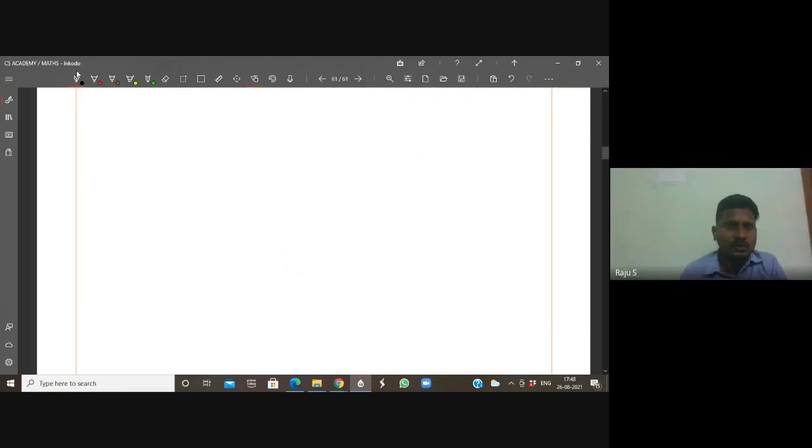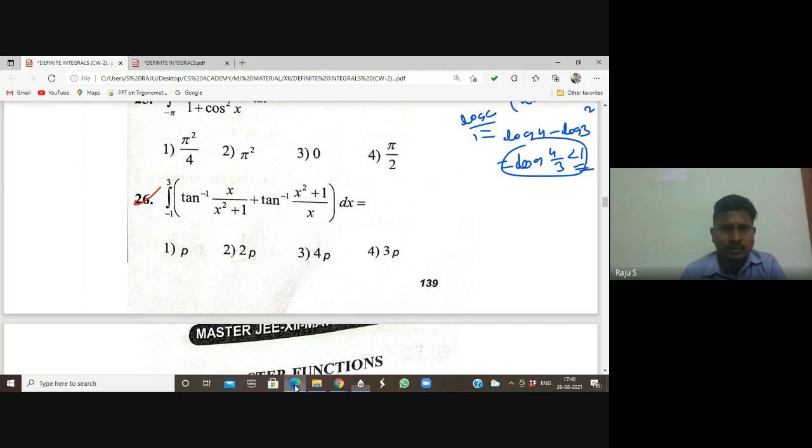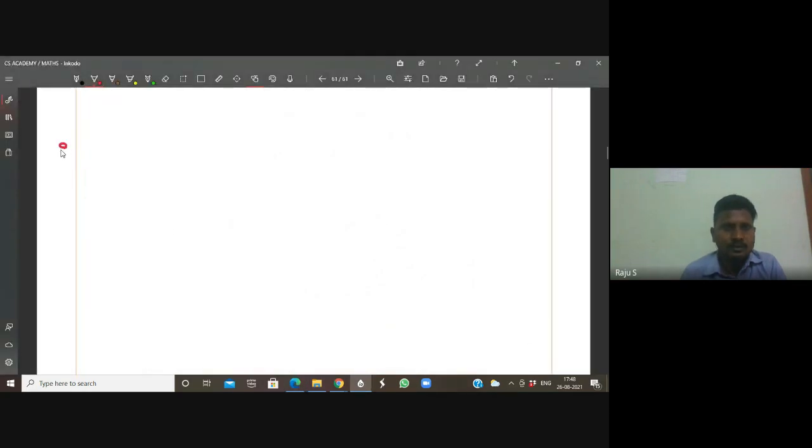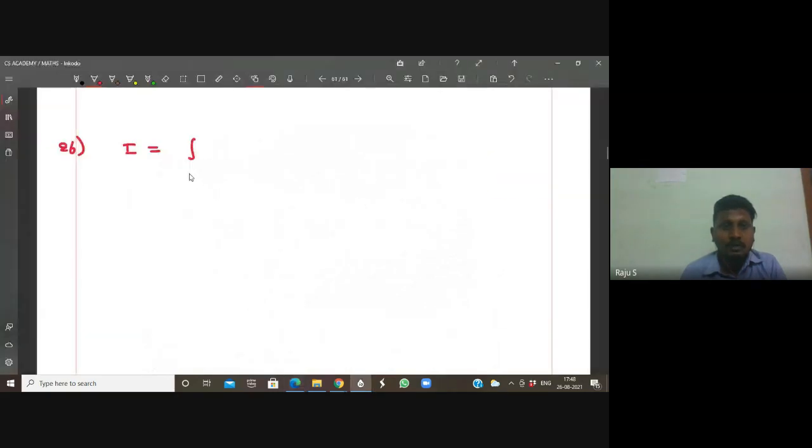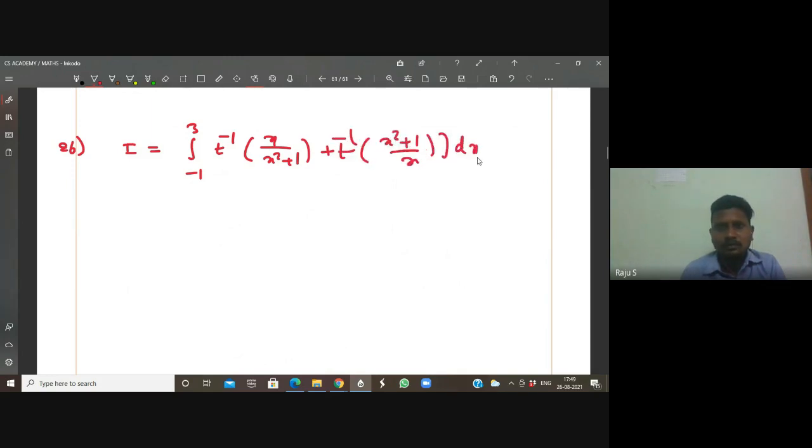The next question is 26. I is equal to the integral from minus 1 to 3 of tan inverse of x by x square plus 1, plus tan inverse of x square plus 1 by x, dx. Okay, fine. This is in the form of tan inverse x plus tan inverse y.